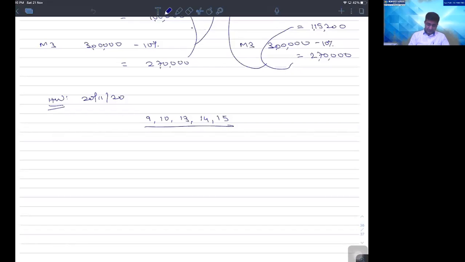Then question number 13 was homework. 13 was absolute panchat. In this case, the amount of depreciation, sum of digits for 10 years, 10 into 10 plus 1 divided by 2, 10 plus 1, that is 11 divided by 2 into 10. So the sum of digits come to 55.